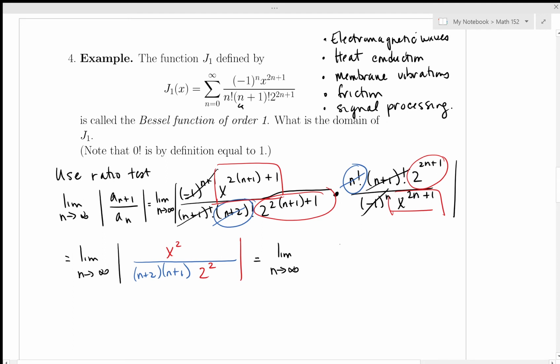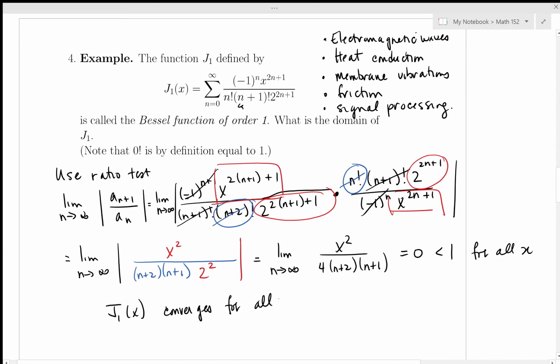I'll just write it out without the absolute value signs. We've got 4 times n plus 2 times n plus 1. Now I'm thinking, what happens when n goes to infinity? The denominator gets huge, and it doesn't really matter what x is. This will be equal to 0, which is less than 1, and that happens for all x. Okay, x is some number that we put in there. So then I draw the conclusion that the Bessel function of order 1 converges for all values of x.